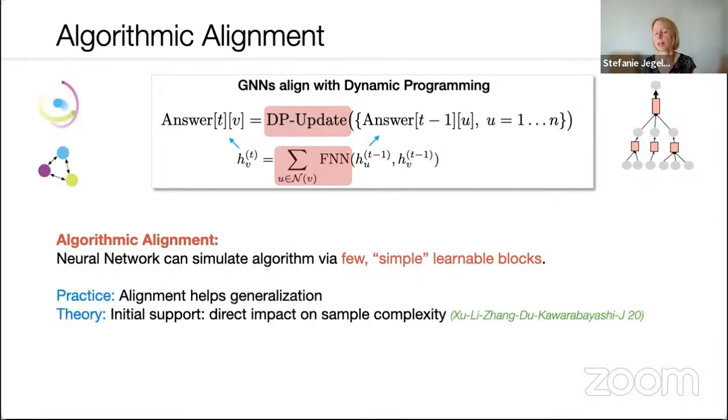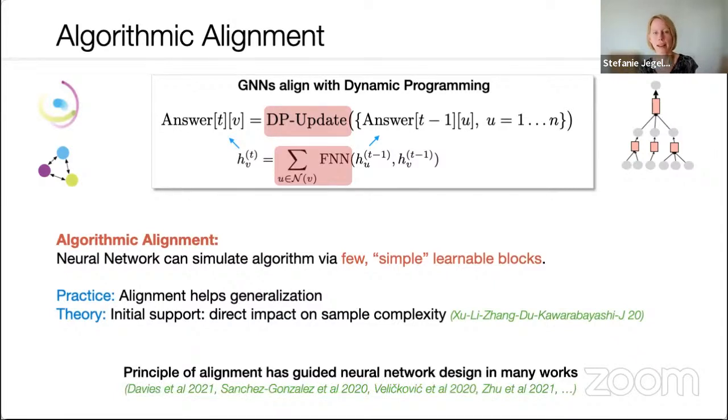And this is indeed what people have observed in practice. In theory, we have some initial support. If you have some intermediate feedback in the layers of the network, then you can directly relate the complexity of these learnable blocks to the complexity of the full network. And remember, these blocks are shared, so there's actually not that many of them typically. And so this alignment has guided many of the practical architectures that people are using, and we're trying to gain a theoretical understanding, basically theoretical foundations, for why this actually works much better.